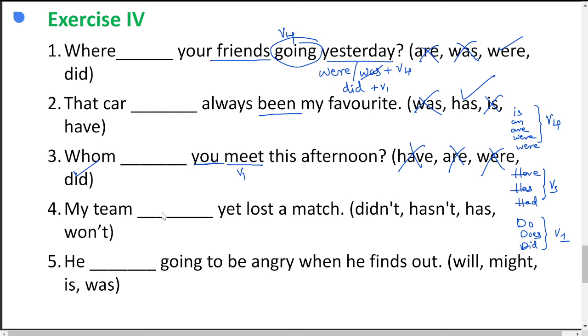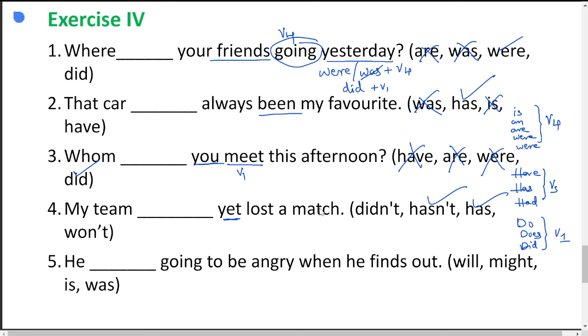Okay. Next one. My team dash at lost a match. Remember, this "at" is the keyword which is used in the present perfect. Present perfect tense means this is the structure: subject plus have or has plus V3 plus object. This is the structure. What are the helping verbs given here? Have or has. Okay, so how many do we have here? Hasn't, has. Only two are there. So only you can consider those two. Other than that, you cannot consider anything.